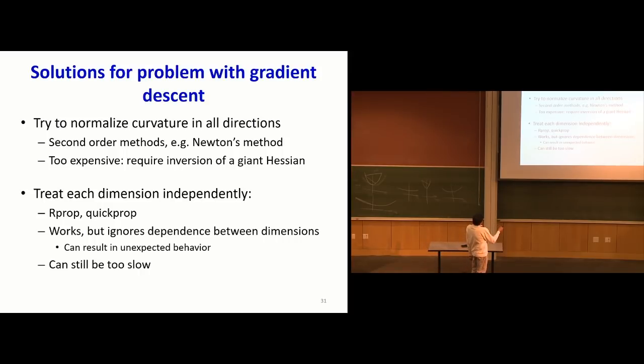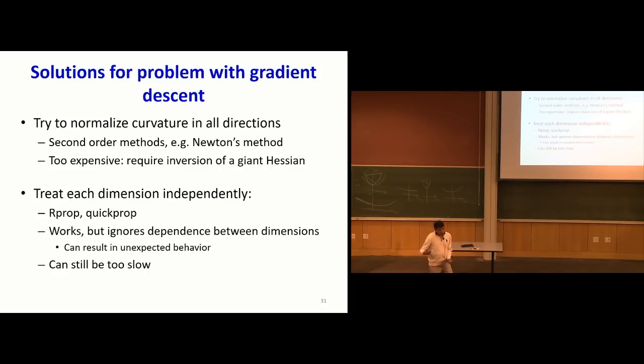So we can try to normalize the curvature in all directions, and once you do this, then you can use second order methods like Newton's method, except that the process of normalizing the directions means that at the current location you have to compute the inverse Hessian to figure out how each of the dimensions must be scaled. And if you have 1 million parameters in your network, the Hessian matrix is 1 million cross 1 million. You're not actually going to be computing the inverse of this Hessian anytime soon. So this doesn't work. Now the alternate is to treat each dimension independently.